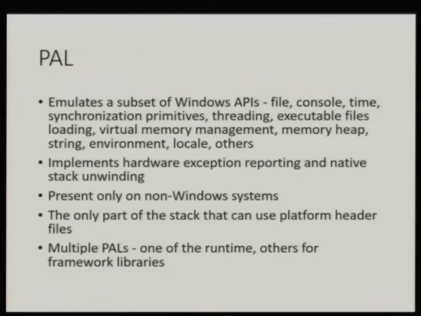So obviously the first part that we needed to create was the platform abstraction layer, or PAL. We started building it on top of the PAL that Microsoft already created in the past for Unix systems for Silverlight, but we had to do a lot of modifications to that. The PAL basically emulates a subset of Windows APIs, because the whole CLR was originally written for Windows, so obviously it uses a lot of Windows APIs, like for file operations, console I/O, time, synchronization primitives, like waiting for events, logs, and stuff like that.